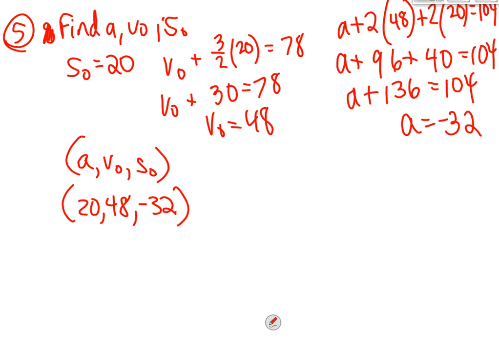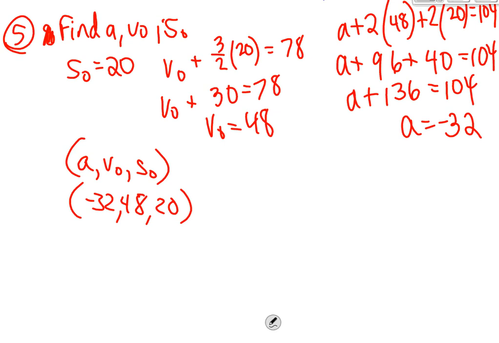Oops. And then we have to go way back to, oh, yes, I did. Thank you very much, because I would not have wanted to make that mistake. So it's negative 32, 48, and 20. I was writing them in order that way, and I should have gone this way. So then we have to go back to our original rule that said S equals 1/2 A T squared plus V sub 0 t plus S sub 0.